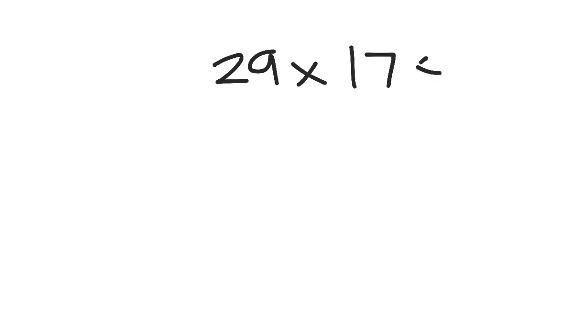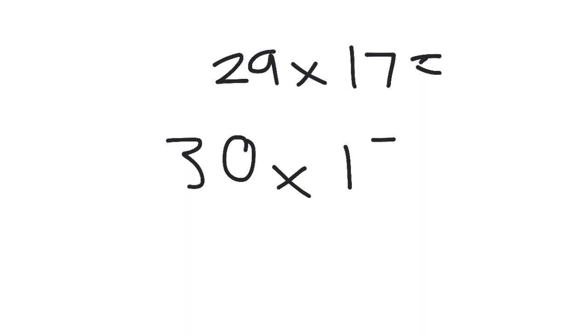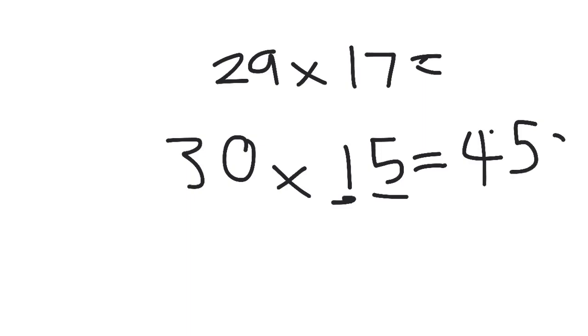Now to estimate, I'm going to try and make the numbers easier and see how close I can get to the actual answer. 29, I'm going to round up to 30 because that's going to be easy to multiply. 17, I'm going to round down to 15 because I can multiply that quite easily. 30 times 10 is 300, 30 times 5 is 150. 300 plus 150 equals 450. So keep that number in mind.